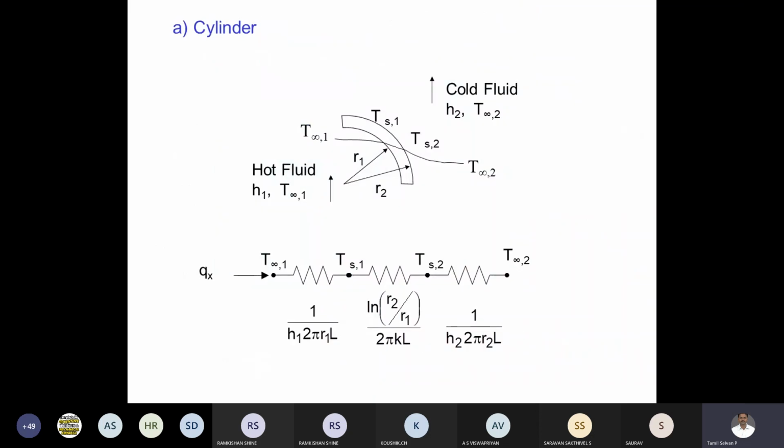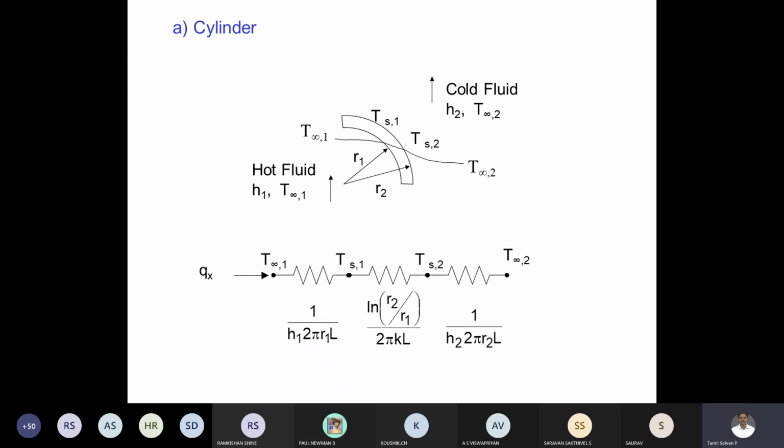When we have a hot fluid inside a tube and a cold fluid outside, you will have three resistances. What are the three resistances we will have? How many convective and how many conductive? Two convective and one conductive.